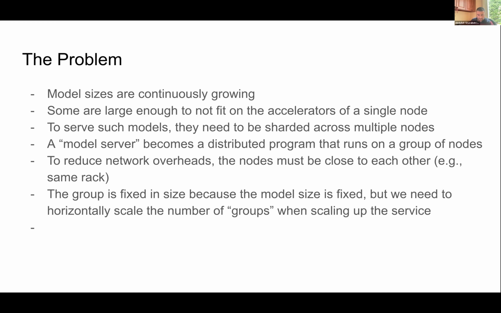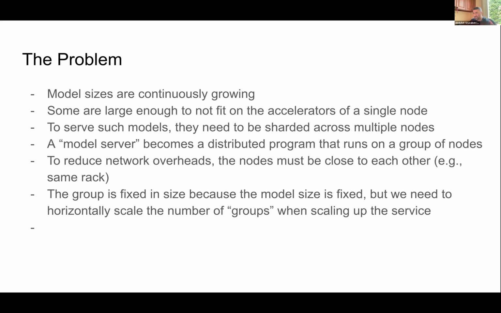Accelerator memory is limited per device. You can find maybe 20, 40 gigabytes of memory per device. In most cases, you can find probably up to 8 GPUs, for example, 8 devices in a single machine. So that is not enough to host some of these large models.